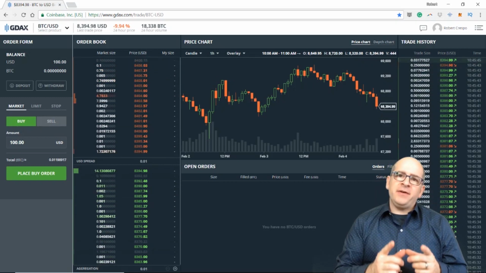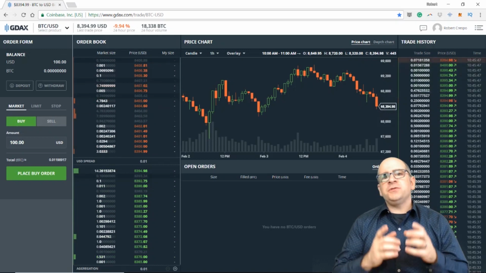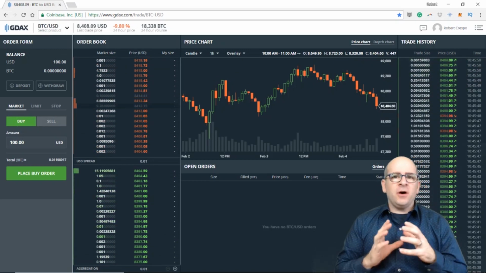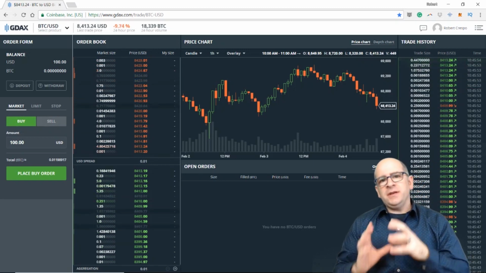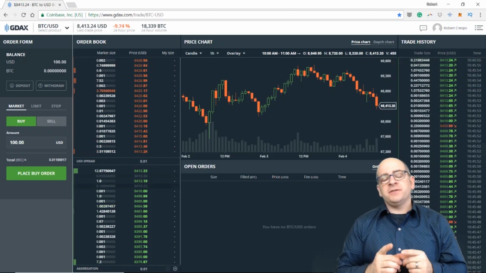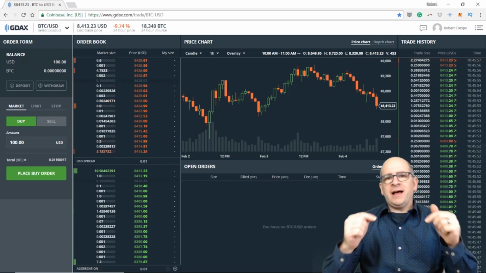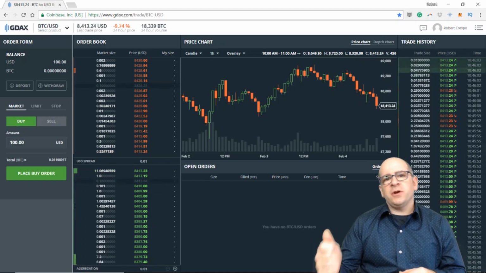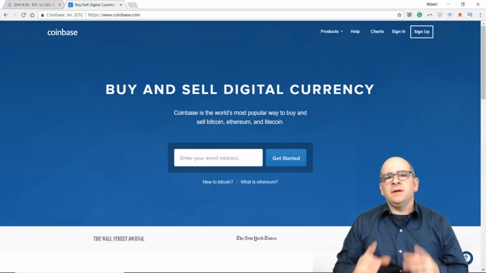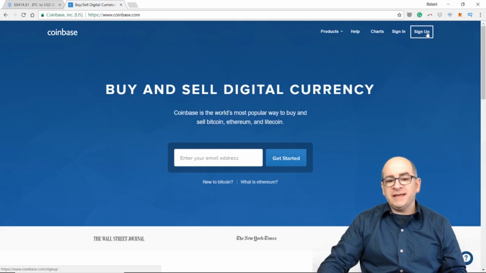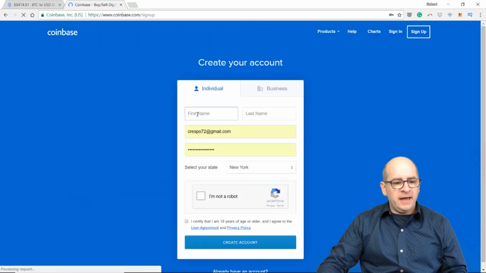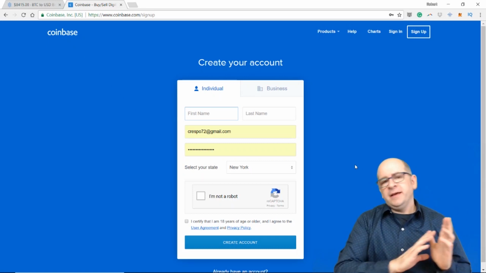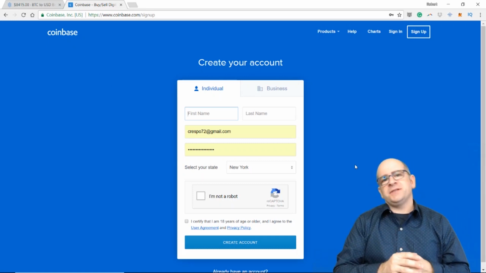Do I need to have a Coinbase account to use GDAX? Yes, absolutely. Because Coinbase owns GDAX, you need to sign up with Coinbase first. If you don't have a Coinbase account, I encourage you to click on the link below or go right over to Coinbase. It's really simple and really easy. On the Coinbase website, all you need to do is click the sign up button and fill in your first name, last name, and email address, and then they'll send you a link, and then you can start the sign up process.